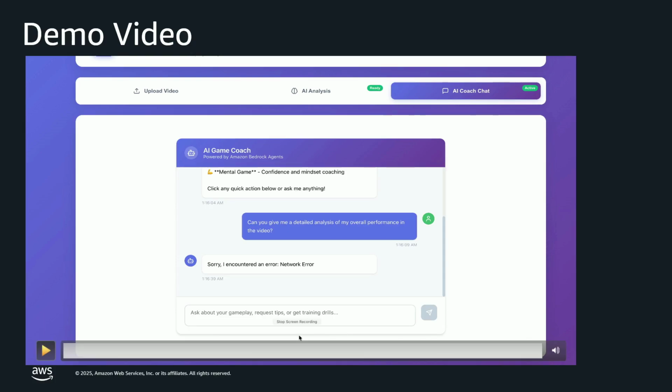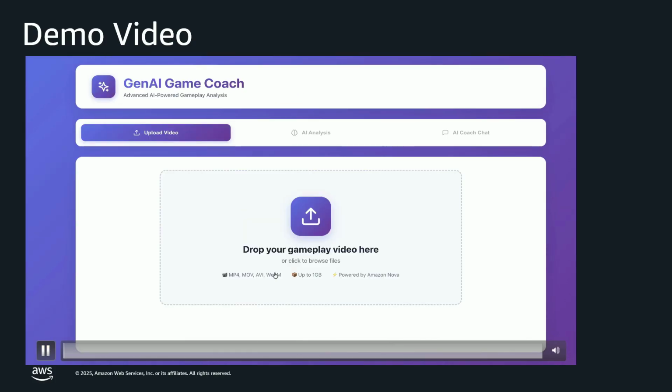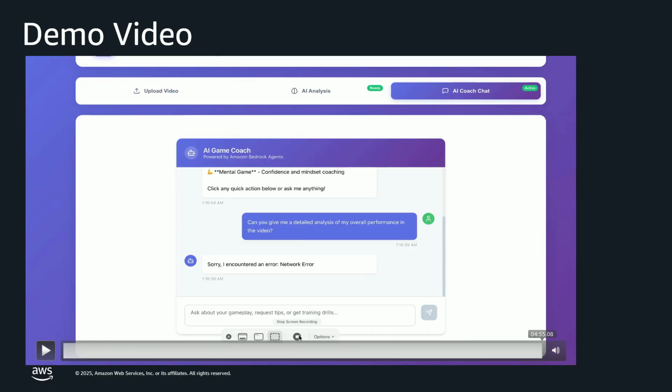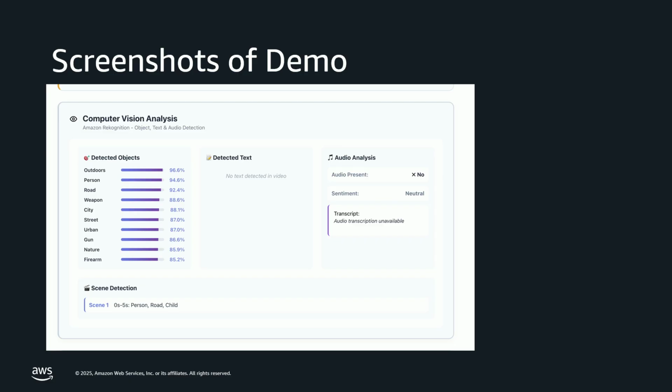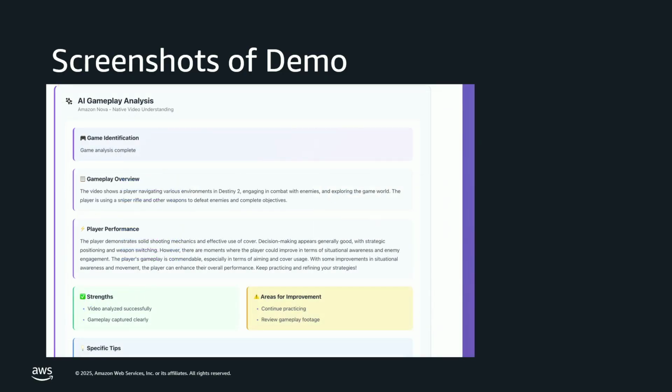But I wanted to forward it and show you the actual results which came from this analysis. You can see there is computer vision analysis, which comes from Rekognition, which shows there's a person, there's a road, there's a weapon, there's a gun. This is the AI gameplay analysis, which comes from the Nova Pro model. There's a lot of analysis, but it recognizes that this video shows a player navigating various environments in Destiny 2, engaging in combat with enemies.